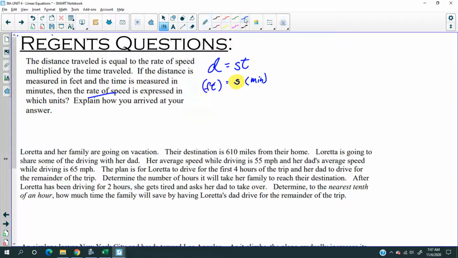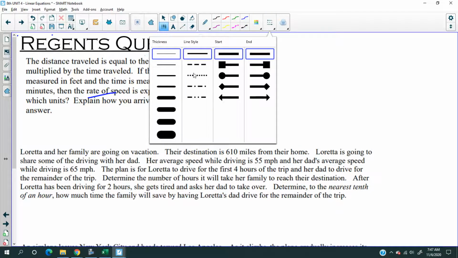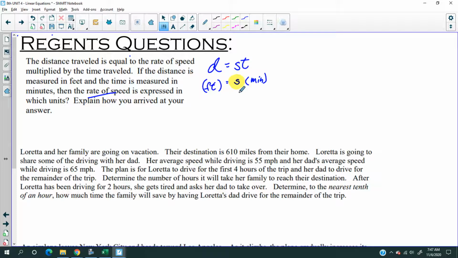That's pretty much what they're asking for. So how would you solve for speed? Think about that. I just divide both sides. If I set it up like this, I can just divide it like this. So I'm just treating it like a literal equation. These cancel out, I'm left with speed, and that's feet per minute. And that's your answer, okay?